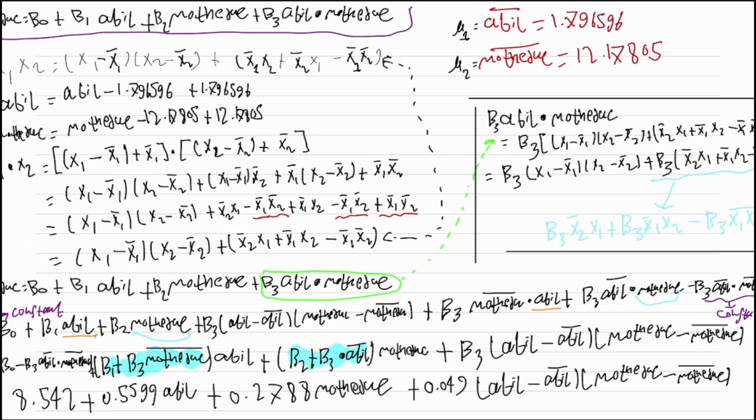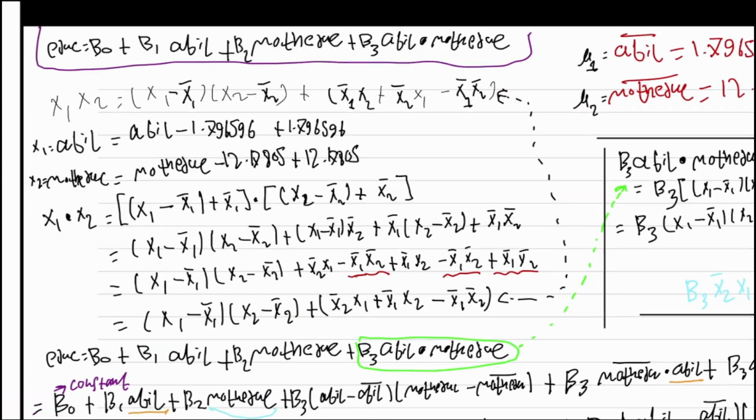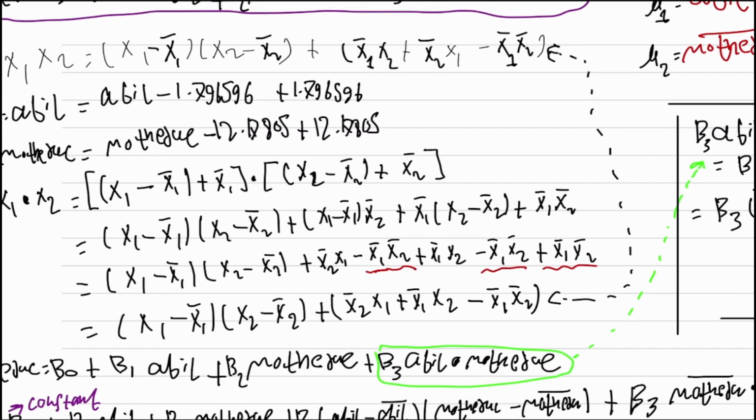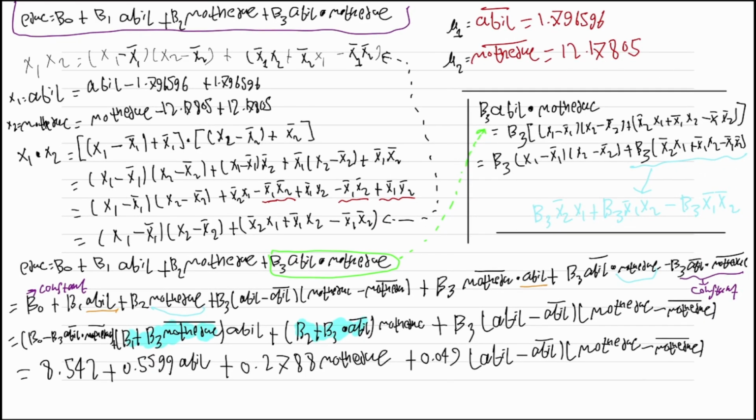And how did we do it? For shortcut purposes, I changed ability to x1 and mother education to x2, because it's long to write ability and mother education again and again. So our interaction is what? It is ability multiplied by mother education here. So it is x1 multiplied by x2. We can write x1 and x2 in another way.